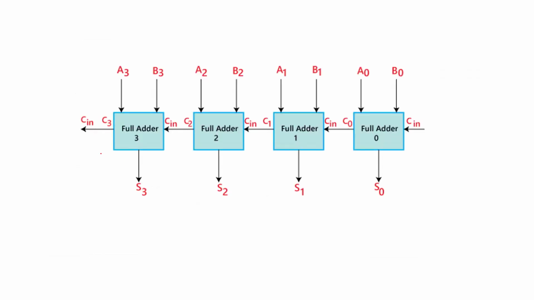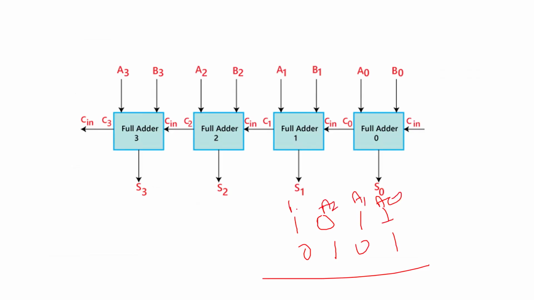Okay, this is the diagram you can see. First, I'll show you 1 0 1 1 and 0 1 0 1, which we have taken. This is called A0, this is A1, this is A2, this is A3. This is what we have to understand. This is B0, this is B1, this is B2, this is B3.